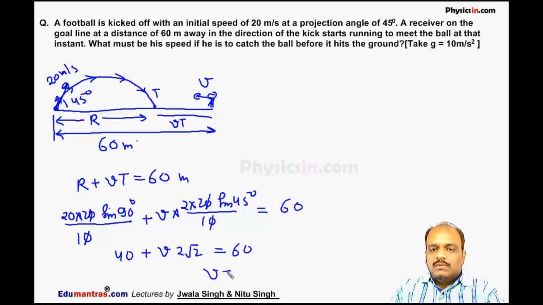So v is equal to 20 divided by 2 root 2, that is equal to 5 root 2 meter per second. This is the answer. It means this person starts running with a speed of 5 root 2 meter per second.